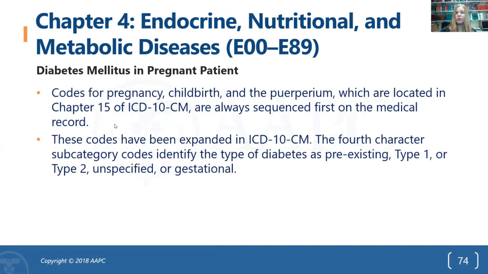And then remember, those codes for pregnancy and childbirth, those OB codes, always take sequencing priority, even over those diabetic codes. The codes for diabetes mellitus in pregnant patients really expanded in ICD-10, and the fourth character subcategories identify the type of diabetes, such as if it was pre-existing or type 1 or type 2.